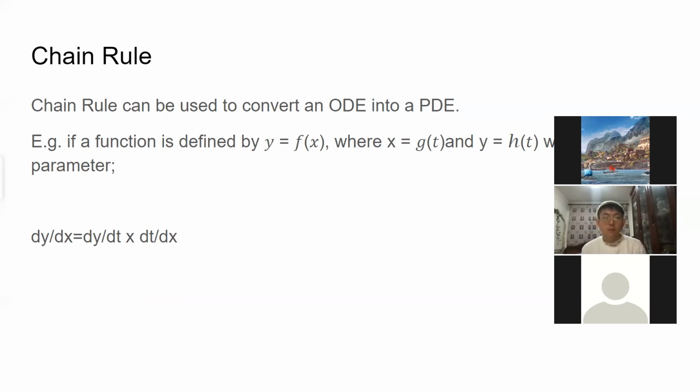When we talk about ODE and PDE, we normally use the chain rule to convert between them. For example, when a function is defined by y equal to f(x), where x equal to g(t) and y equal to h(t), t is the parameter. So we have dy over dx equal to dy over dt multiplied by dt over dx. To convert, we can simply cancel out the dt, so we get dy over dx. Next slide, please.